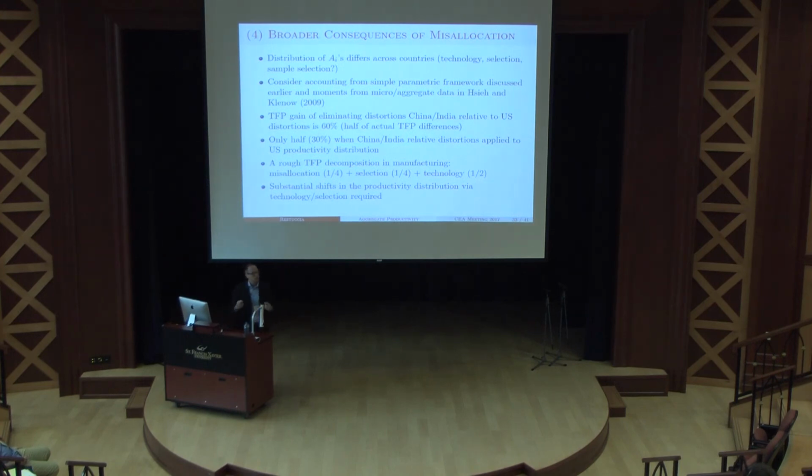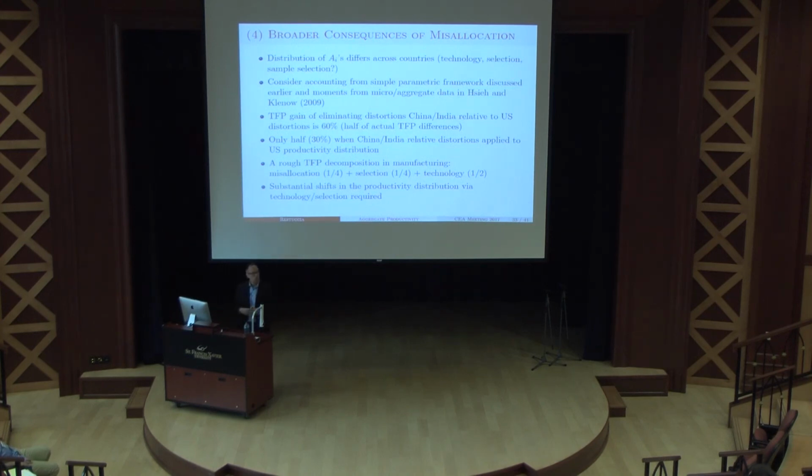So here, the counterfactual is to keep the productivity distribution as in the US, and then put the distortions you see in China and India and see what the TFP gain would be in that case. Well, it turns out you get only half of the gain. The other half is because those distortions apply to a productivity distribution in China and India that is different from the US. Now, it's unclear whether you should attribute that to selection or to technology, maybe both. I'm going to attribute it here to selection just to give you the overall picture.